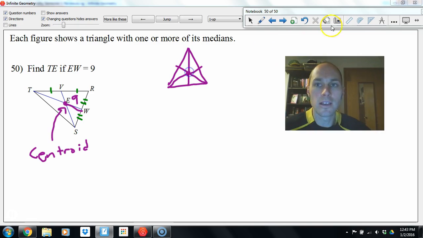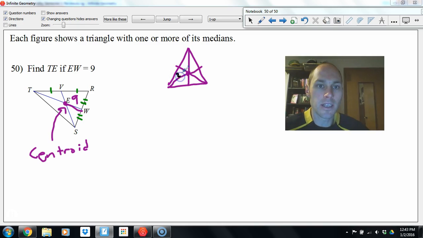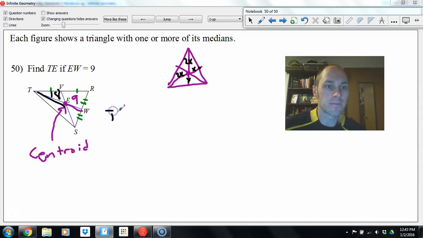So the centroid to the vertex is going to be double the distance from centroid to the midpoint. That's true for all of the medians. This is double this part. So this little part is a third of the full length of the median. The longer part is 2/3. So if this is a 9, this part will be double. TE would be 18. So if you remember that relationship, you can find out the other measurements there.